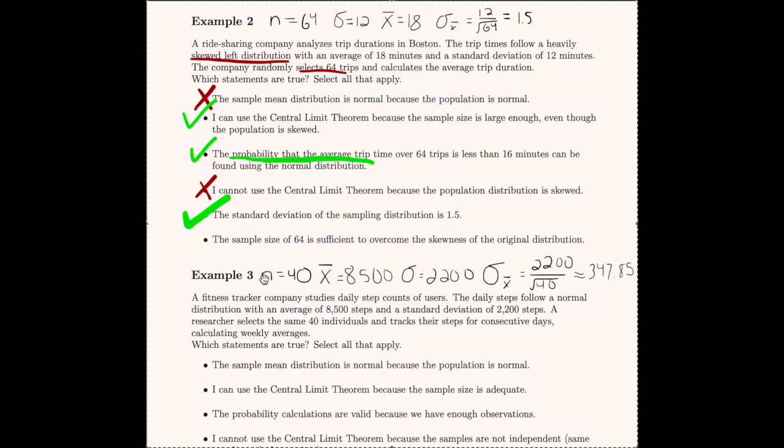Okay, last statement. The sample size of 64 is sufficient to overcome the skewness of the original distribution. This is correct. The sample size needs to be 30 or larger, and it is, so this is true.